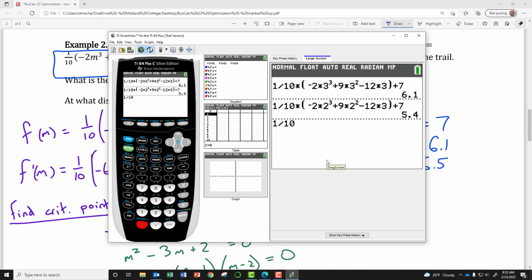So 1/10 times, open parentheses, -2 times 2 cubed plus 9 times 2 squared minus 12 times 2. And I see that I've messed up a lot of this, so. Calculators can sometimes be frustrating. Here we go. -2 times 2 cubed plus 9 times 2 squared minus 12 times 2, close parentheses, plus 7. I'm just going to check before I hit enter. And that should be right. So it's 6.6.